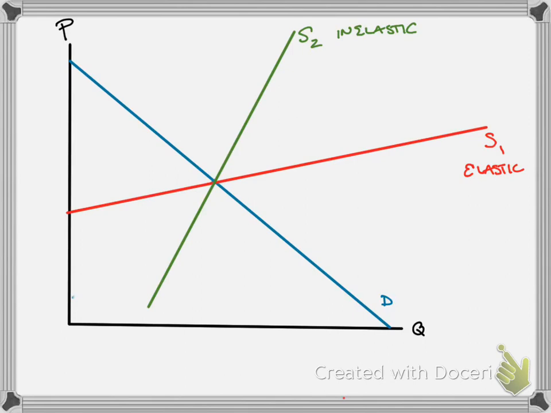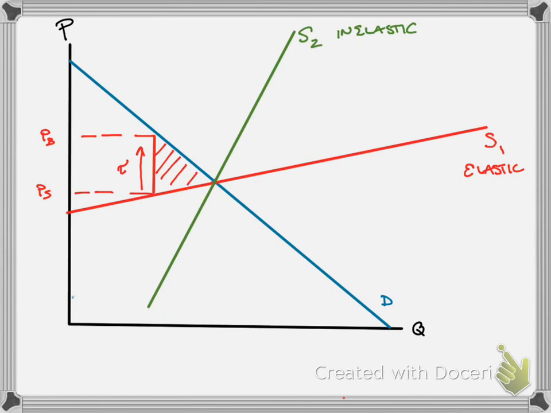So if this here is the tax on an elastic supply, that means that this here is the price that the buyer pays. This is the price that the seller receives. And that there is the size of the tax. This becomes the deadweight loss.